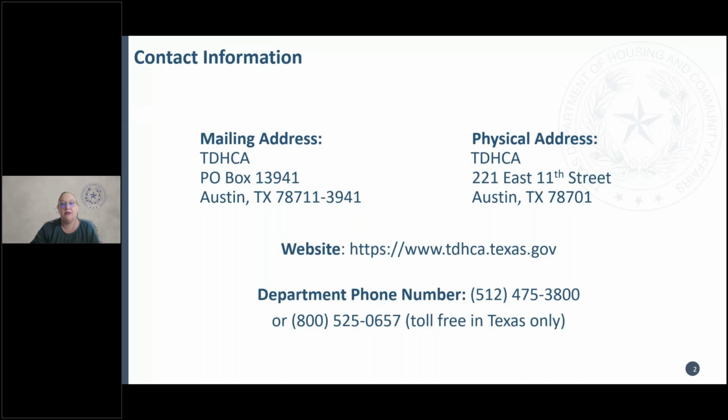This webinar is going to be geared for multifamily compliance. So if you are single family or tenant-based rental assistance or a program outside of what the department does, you may want to confirm with your program administrator that what we've trained is how they would want you to process the applications that you're looking at.